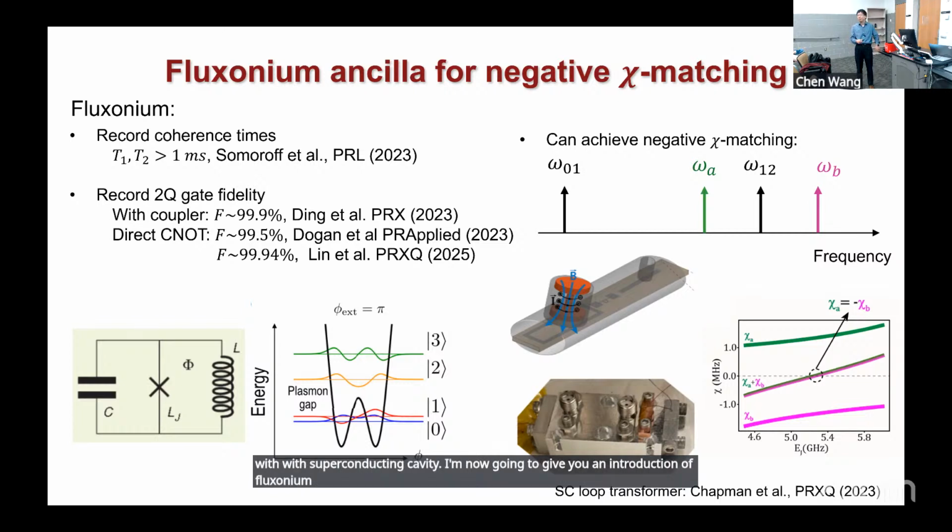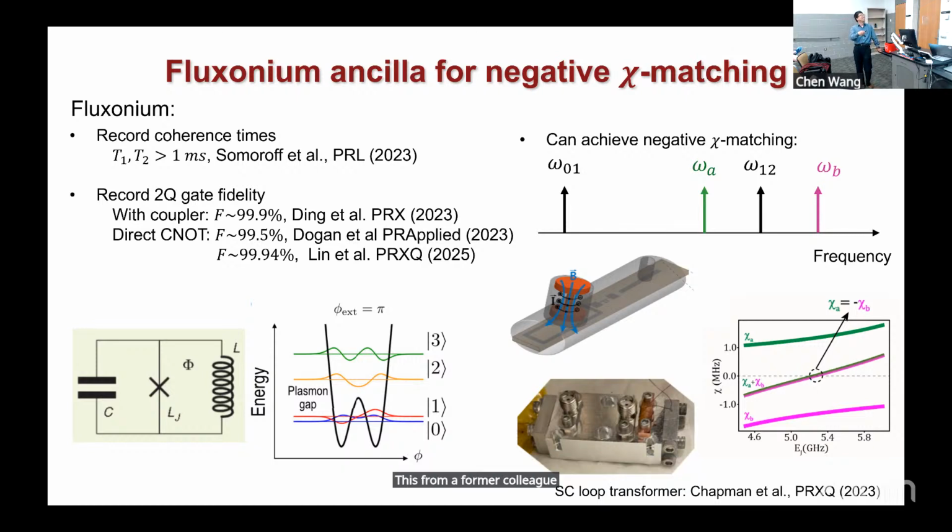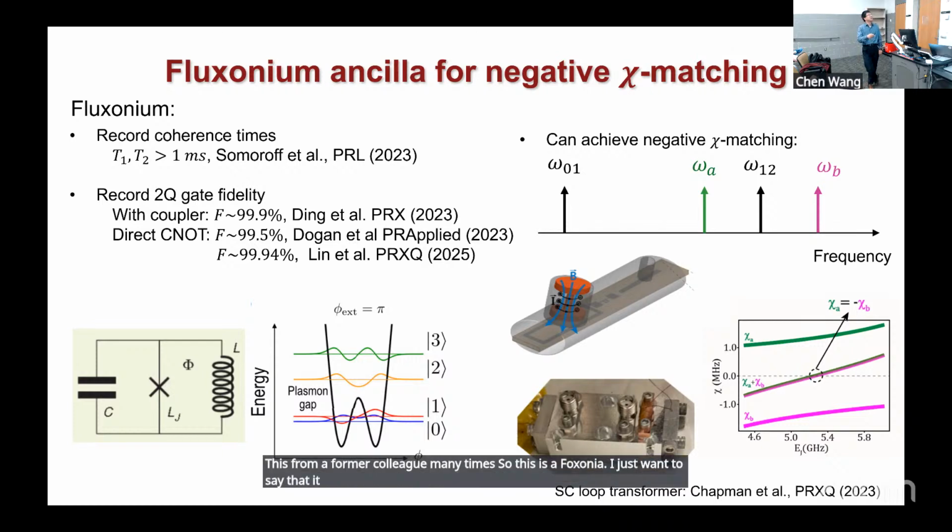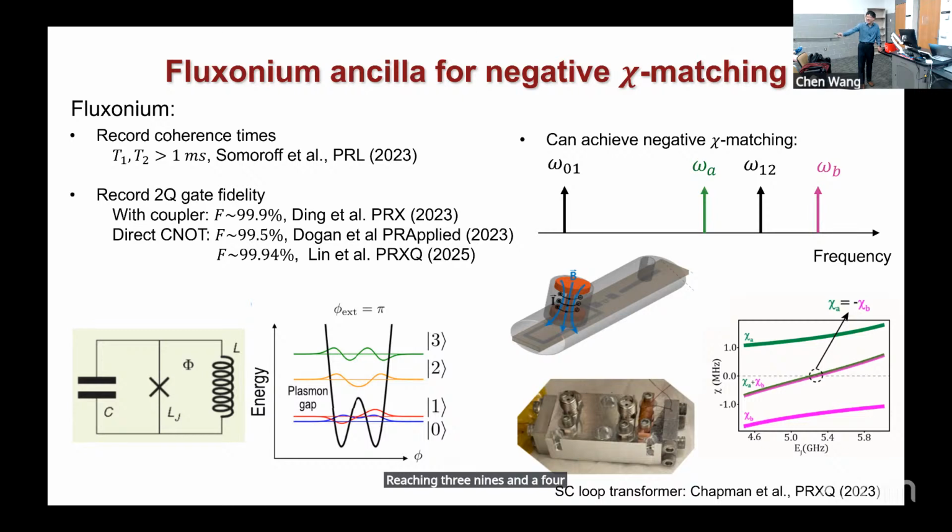Many of you have probably heard of this from a former colleague many times. So this is a fluxonium. I just want to say that it's an awesome qubit, with very long coherence times. Many of these works are done in the Maryland lab here, including recent experiments with two fluxonium gates reaching three nines and a four. I see a grad student here that you can talk to.